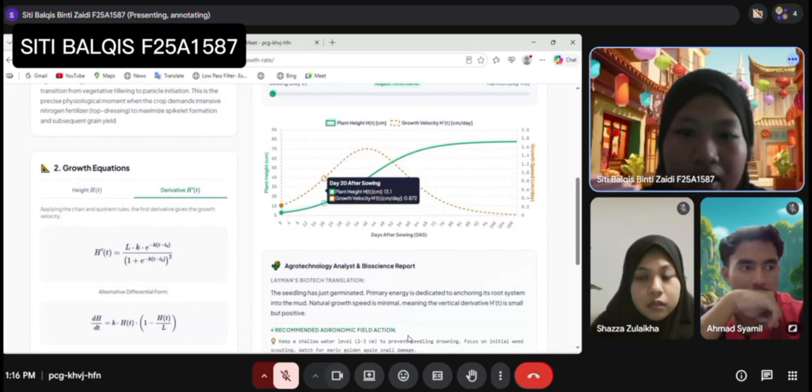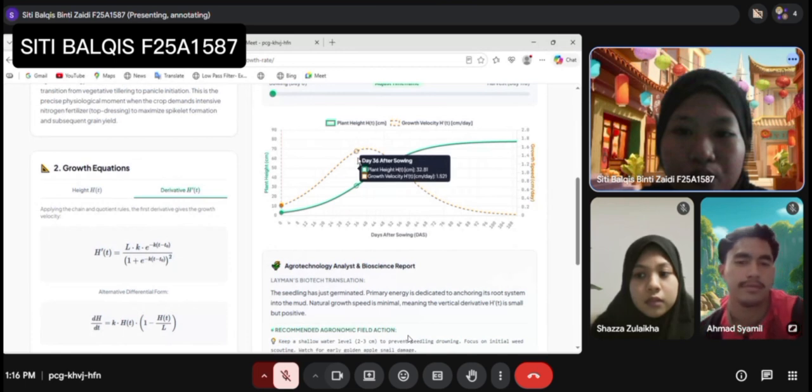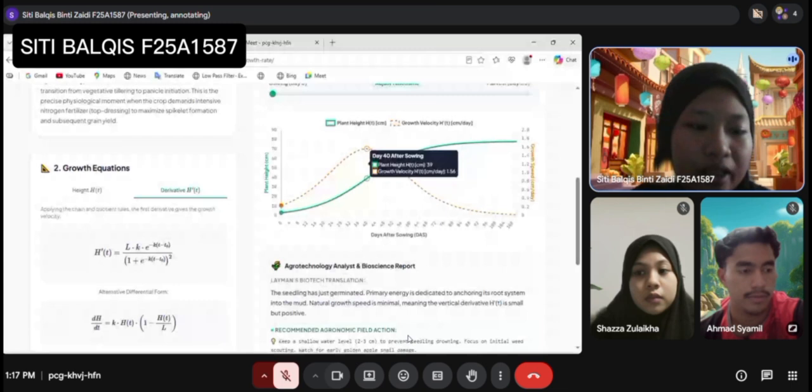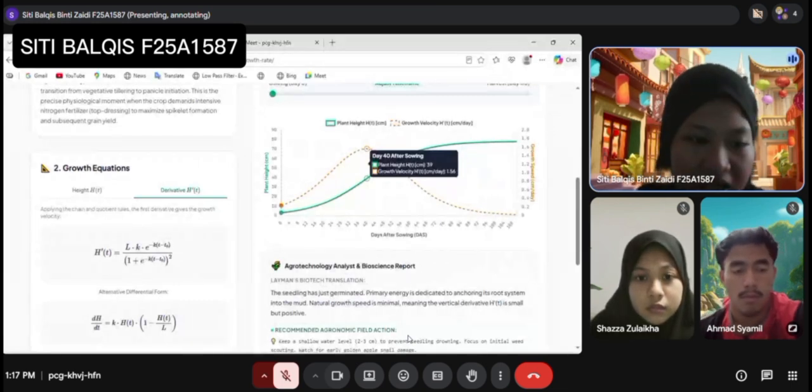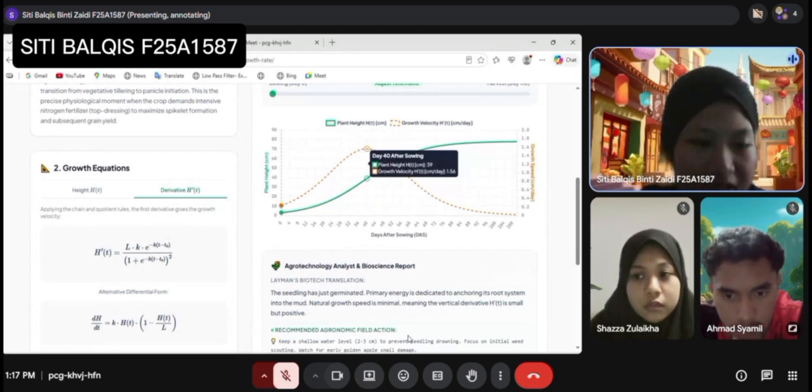And we click to day 40. Day 40 is the most important point. The derivative is at its maximum value, meaning the rice plant is growing at its fastest rate. This is the best time for nitrogen fertilizer application.